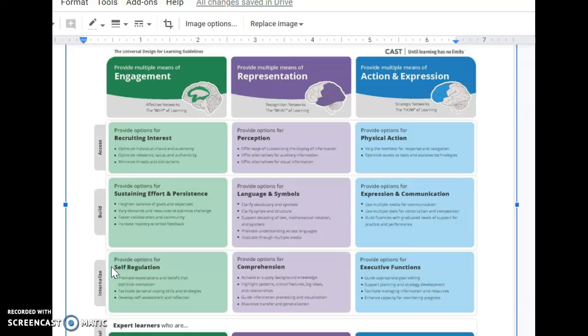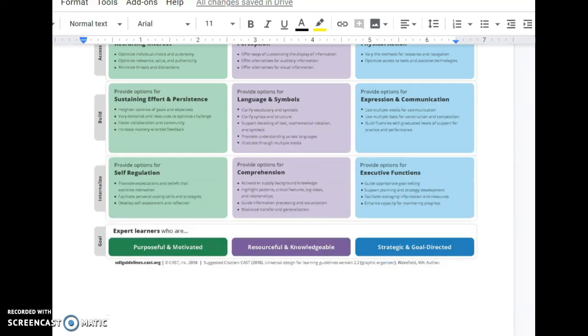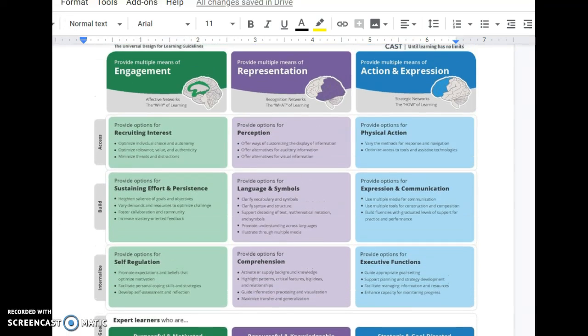So I give the syllabus in two different ways, so that students can access it differently. That could also fall into multiple means for communication, with the expression and communication over there on the right hand side with the blue. So that's just a couple of the things that I do in my syllabus and in my course.